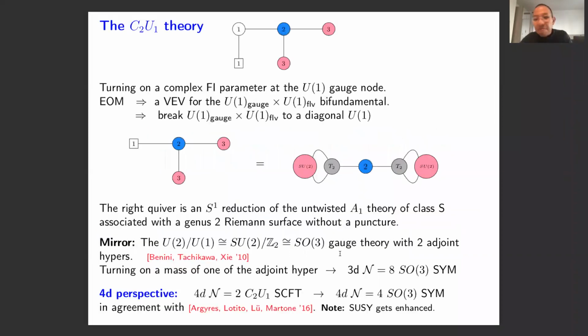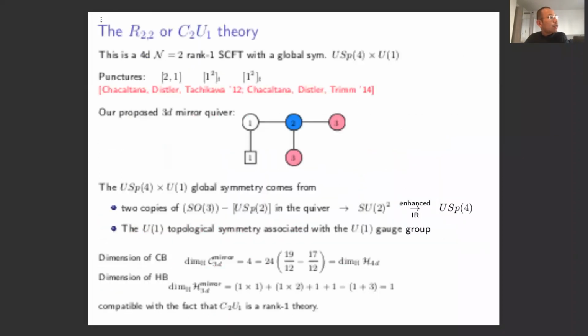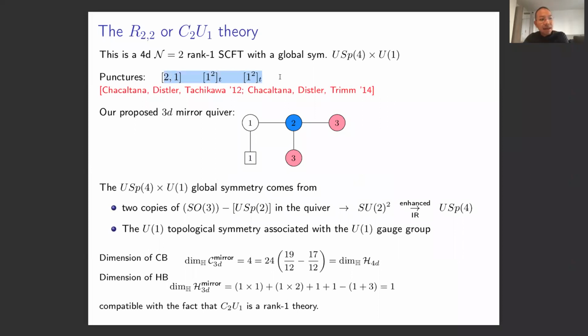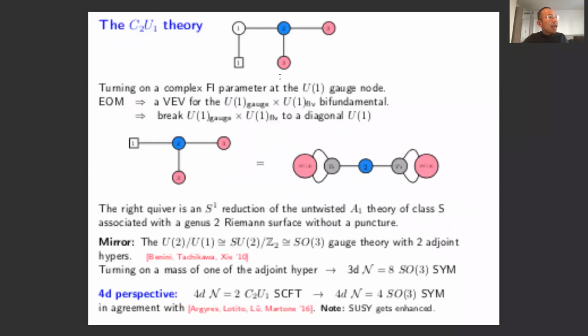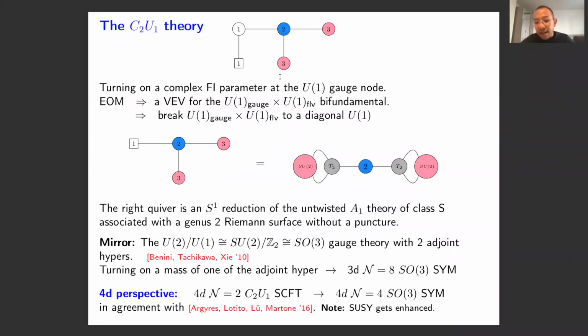Let me give you one example. This is quite a nice example, C2U1. As you see, it's described by this punctured sphere, so it's class S. You can deform this theory by turning on mass deformation. Where does it flow to? Let's answer this question using the 3D mirror. This is the mirror description. Now you turn on a complex FI deformation on this U1 node.